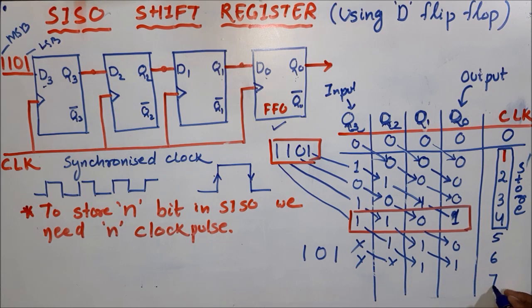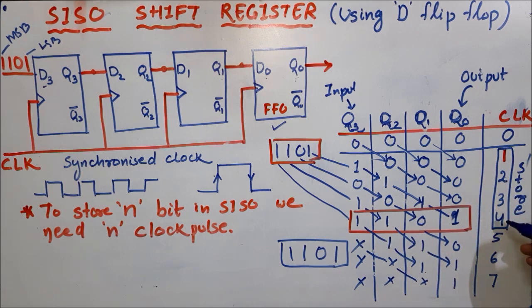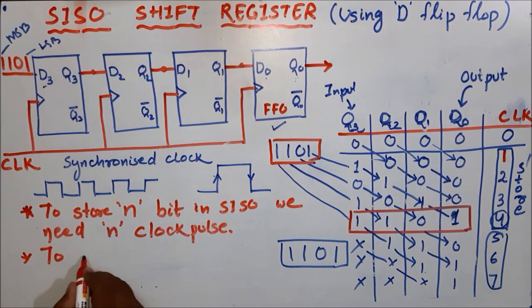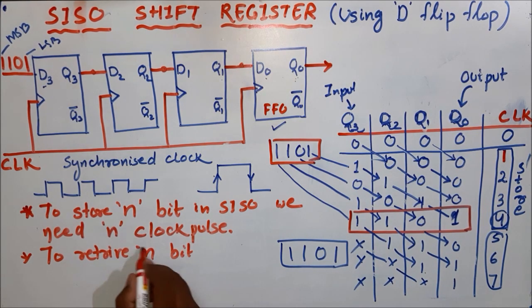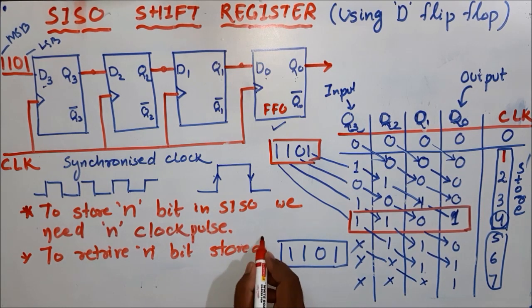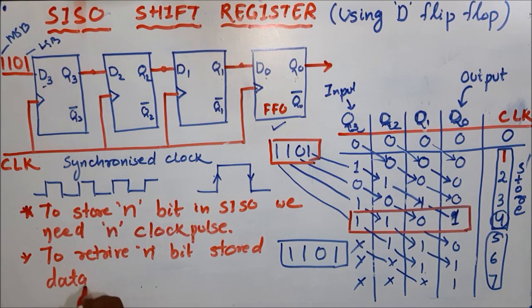And for the 7th clock pulse, I got this one here, don't care about this. So the last 4 bits I recovered. That means to store I need 4 clock pulses, but to retrieve I need 3 clock pulses because one data is already retrieved while storing. So this is the LSB. So I can write that to retrieve n-bit stored data, we need n minus 1 clock pulses.